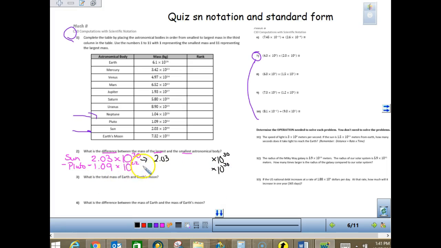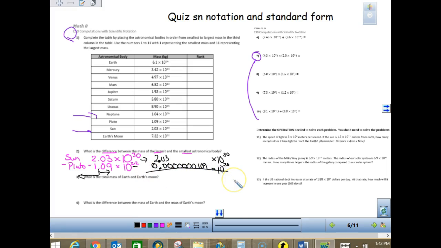So when we look at Pluto, it says times 10 to the 22nd. That means you're moving your decimal over 22 places. We need it to be to the 30th power. From 22 to 30, I need to move it 8 places. That means how many zeros before the 1? I need 7 zeros, right? So let's put in our 7 zeros right behind the decimal point, lining your decimal point up right below that 2.03. We're going to have 7 zeros: 1, 2, 3, 4, 5, 6, 7, 109.